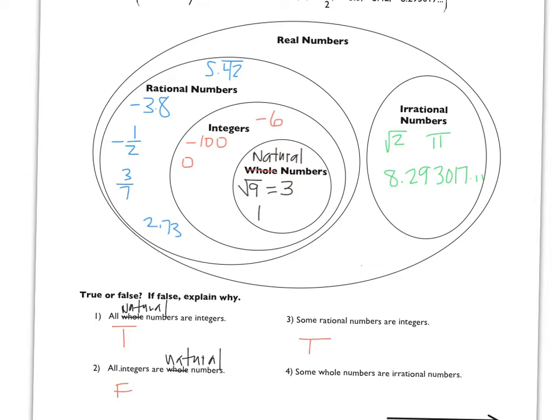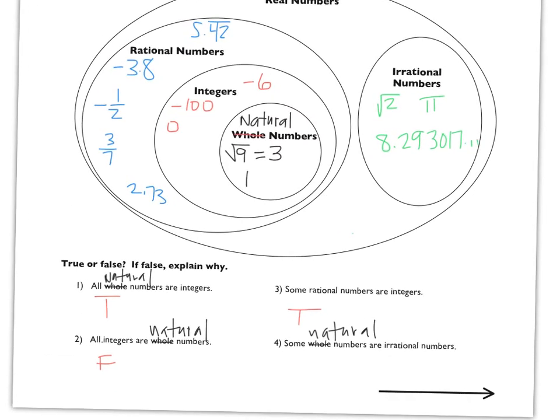Okay, number 4, we got a whole number there that we want to change to say natural, and we got some natural numbers are irrational numbers. Well, if we look at our Venn diagram, here we've got our natural numbers. Over here we have irrational. You see that there is no overlap whatsoever between those two sets. So there cannot be any number that's both in this circle and this oval. So that would be false.